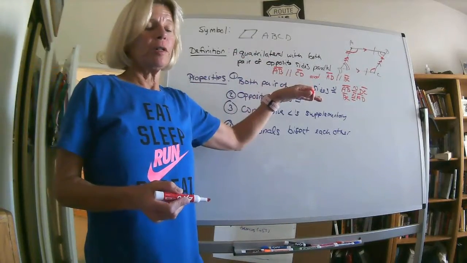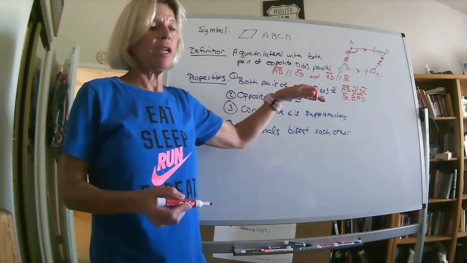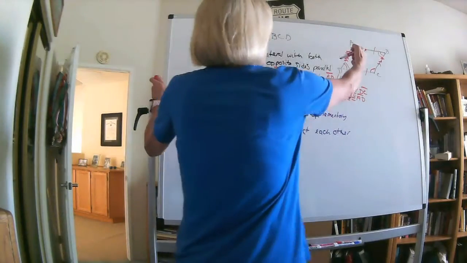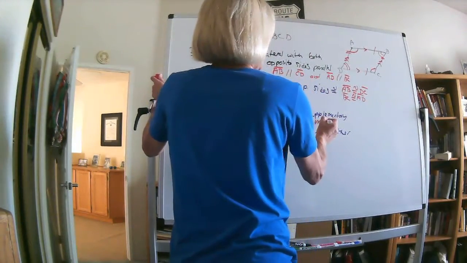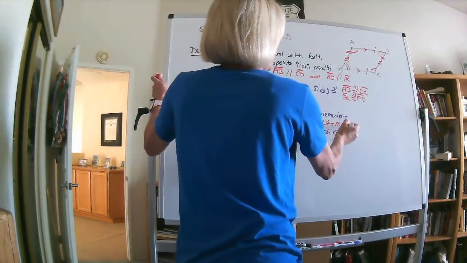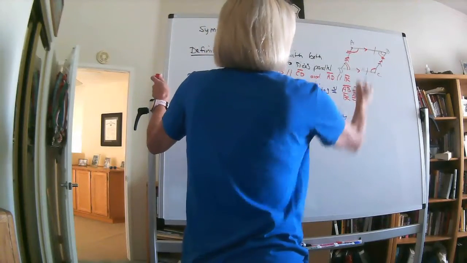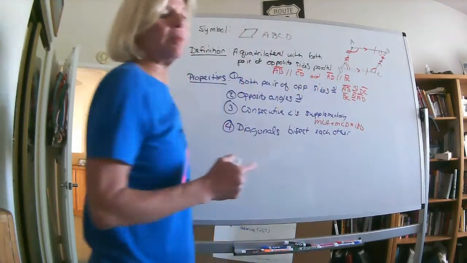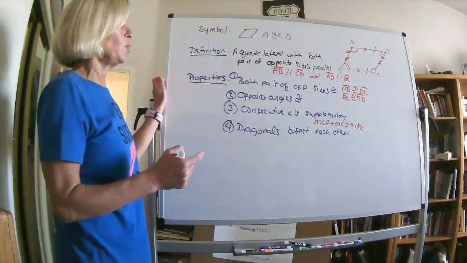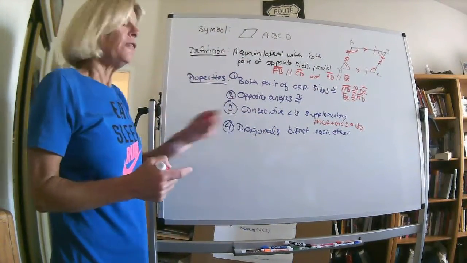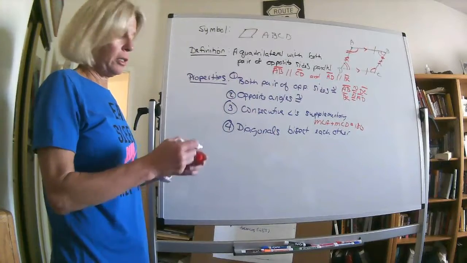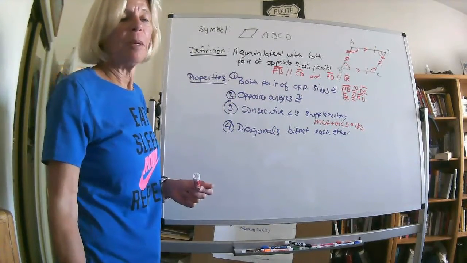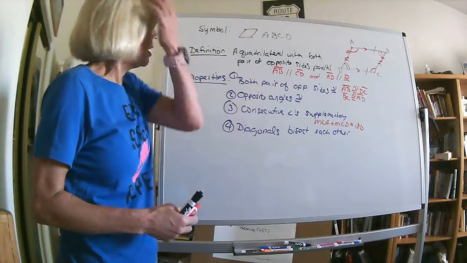Because we have parallel lines, I know consecutive angles are supplementary, which just means they add up to 180. So measure of angle A plus measure of angle D equals 180. Consecutive, measure of angle D plus measure of angle C equals 180. And then finally, the diagonals bisect each other. We're going to do a separate example of that, but just recall that bisect means cut in half.